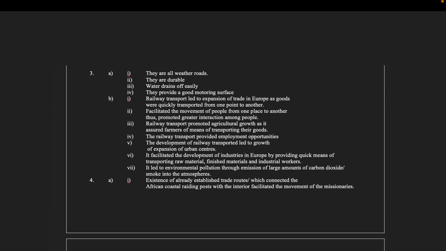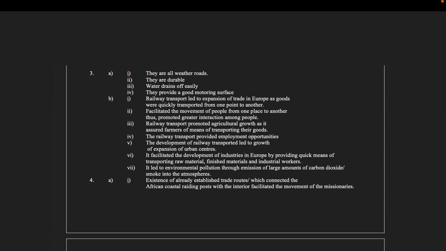The railway transport provided employment opportunities. The development of railway transport led to expansion of urban centers. It facilitated the development of industries in Europe by providing quick means of transporting raw materials, finished materials and industrial workers. It led to environmental pollution through emission of large amounts of carbon dioxide and smoke into the atmosphere.